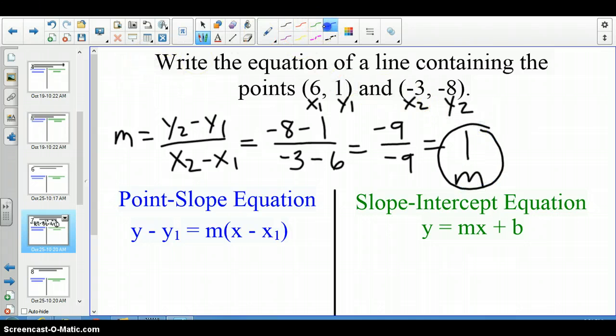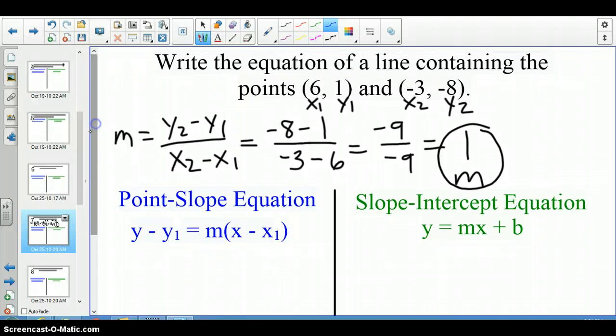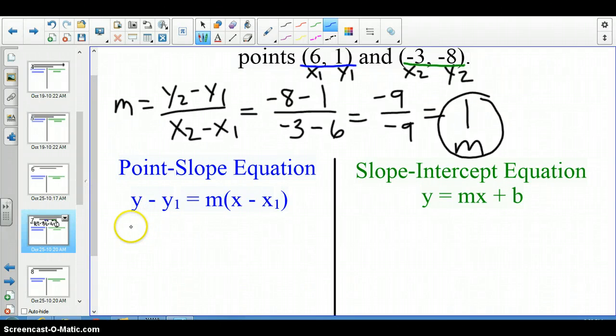Now, remember, there are 2 ways that we can write our equations. We can use the point-slope form or the slope-intercept form. So I'm going to do both ways. Remember, you can choose which way you prefer. For the point-slope form, I'm going to use x1 and y1 here, and for the slope-intercept form, I'm going to use x2 and y2. That's just showing you that it doesn't matter which point we use to plug it in. As long as we use the correct steps, we will get to the same answer.